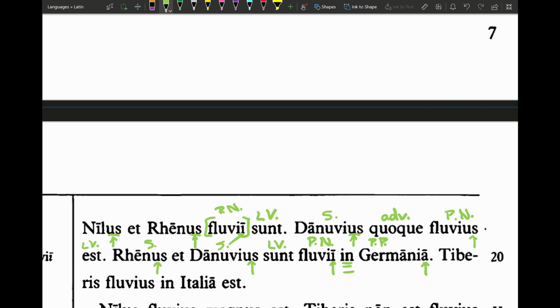Tiberis fluvius in Italia est. Okay, so this is Tiberis. Just know it's a subject. It's a different declension that the author introduced in the book early on, but doesn't go over. We know that's the subject. But here we have our predicate nominative in fluvius. We have our prepositional phrase, which is the ablative of place where, in this case, telling us location, and then we have our linking verb. The Tiberis is a river in Italy.